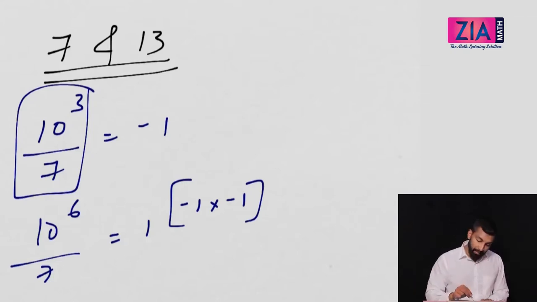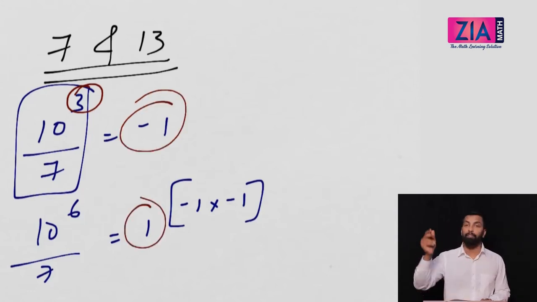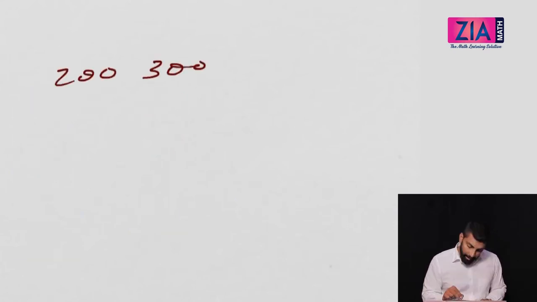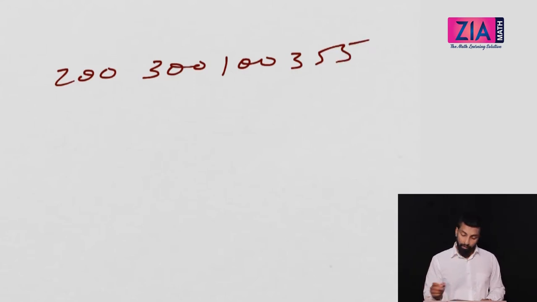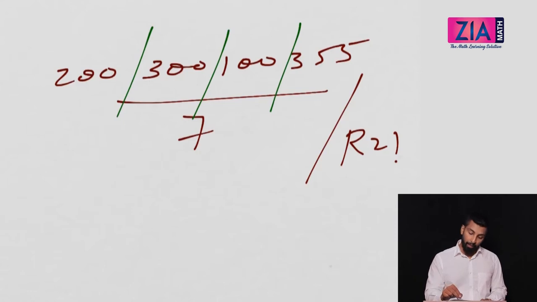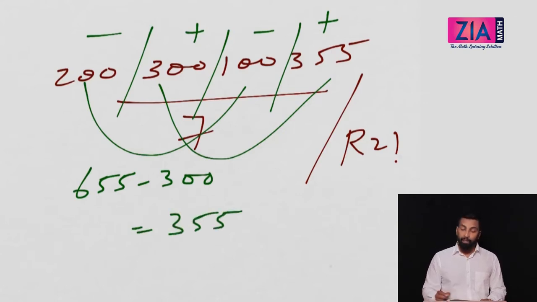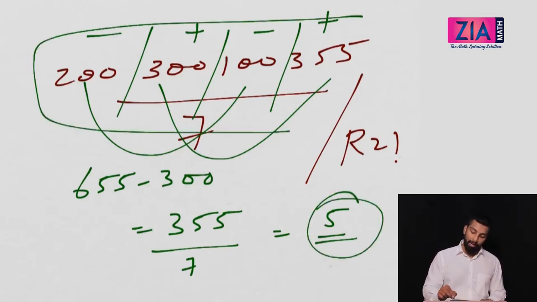We have seen this. So since it is 10 raised to 3, we group it into groups of 3 from the rightmost side. And since it is minus and plus alternately, we put minus plus alternately, right? So if you remember this question, 200, 300, 100, 355. How will you solve this question if it is divided by 7 and I'm asking you the remainder? You will group into groups of triplets from the rightmost side and put plus minus signs alternately. Bring together the groups with the same signs, so you get 655 minus 300, you get 355. You divide the 3-digit number by 7 and see the remainder, that is 5. And 5 will be the remainder if you divide the bigger number with 7.